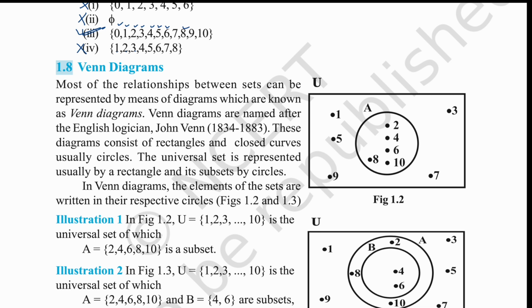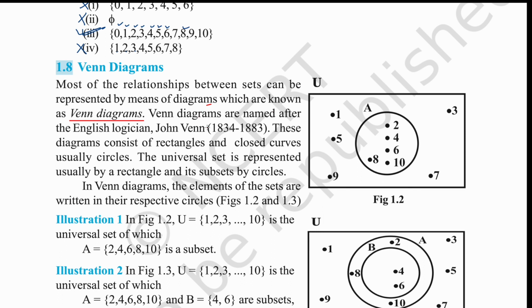So in sets, earlier we studied two representations. One representation was roster form and another was set builder form. Today we'll be talking about a way of representing sets pictorially, and that representation is done through Venn diagrams. All right, so let's study Venn diagrams first. Most of the relationships between sets can be represented by means of diagrams known as Venn diagrams. So we represent sets by another method other than the two that we studied earlier, and that is through Venn diagrams.